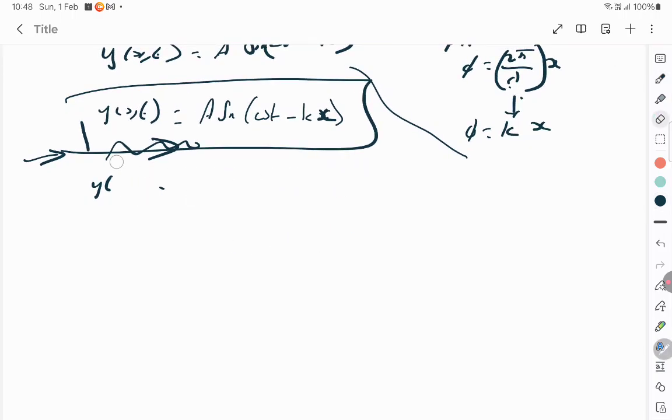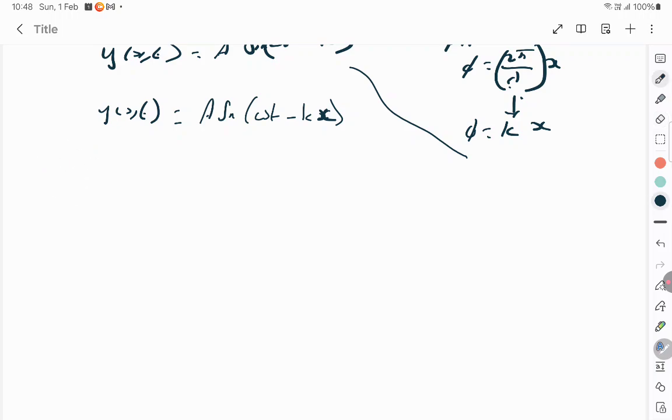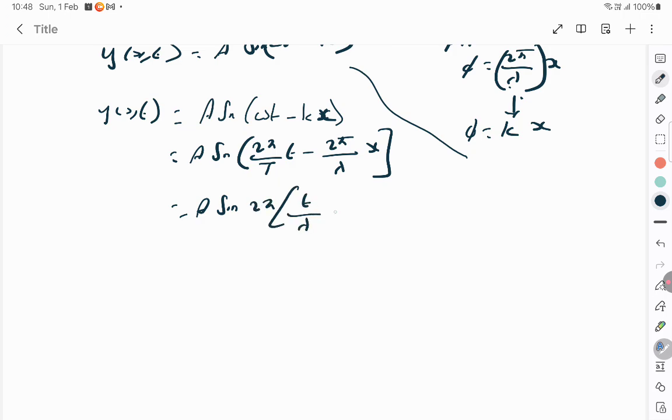Okay, so coming back here, I know I can write omega to be 2 pi by capital T, into small t, and k to be 2 pi by lambda, into x. So from this I am allowed to take the entire 2 pi out. So I'll get 2 pi, t by capital T minus x by lambda. I can also take a T out, even though there is no T in this expression. You can multiply and divide by T.